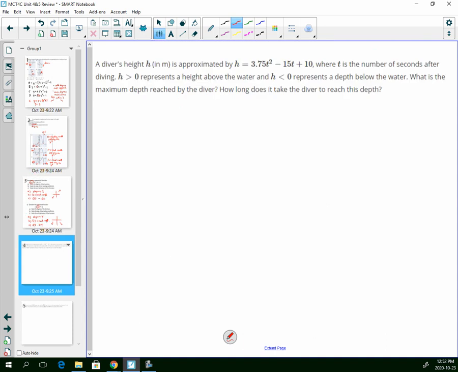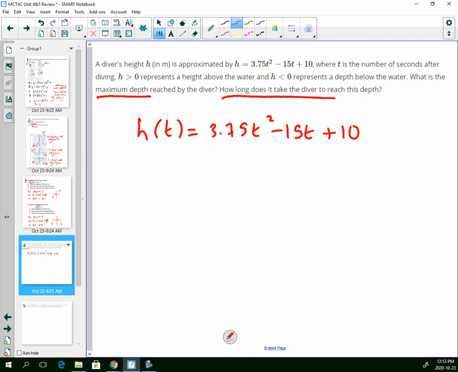Okay, so that was quite a bit of the guide. And then we did some applications with finding the maximum, the minimum, and the roots. So here's a typical quadratic equation where you have the height of a diver in terms of time t. So time is in seconds, and the height of the diver is in meters.